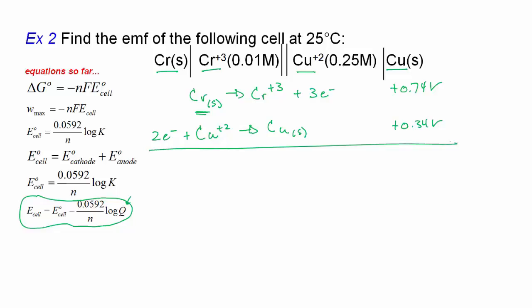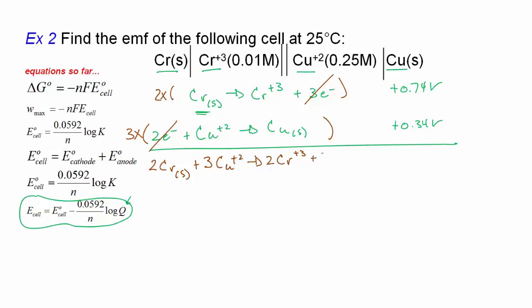So I add up these half reactions. I'm going to have to multiply the top one through by 2, the bottom one through by 3. So my 6 electrons will end up canceling out. So I'll end up with 2 chromium solids and 3 moles of copper 2 produces 2 moles of chromium 3 and 3 moles of copper solid.